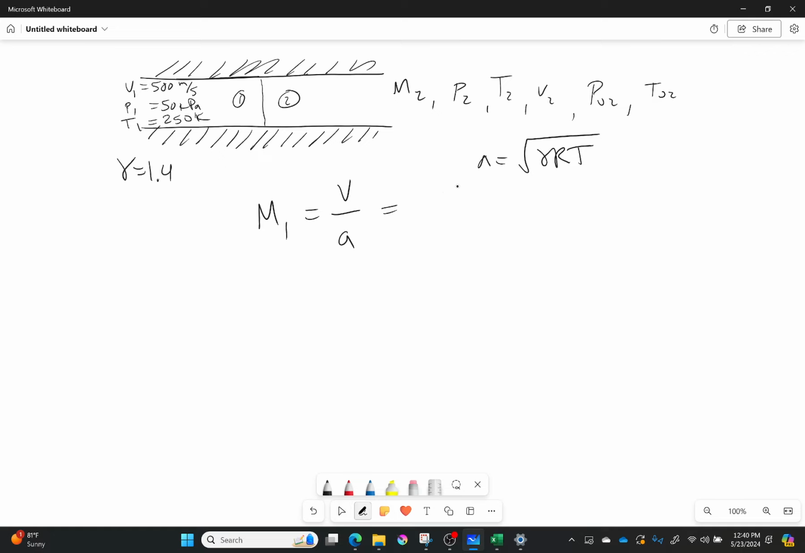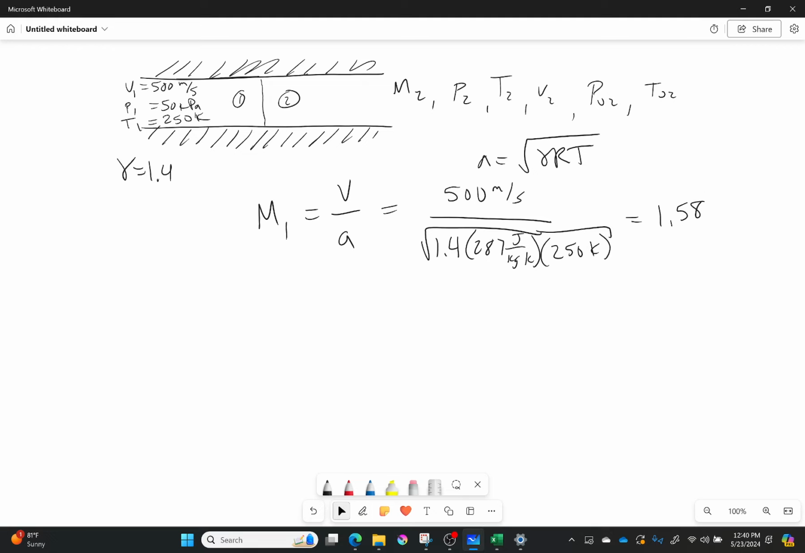So I'm going to go ahead and plug all that in. I get 500 meters per second all over the square root of 1.4 times 287 joules per kilogram Kelvin times my temperature, which is 250 Kelvin. Okay, so with that, I would get a Mach number that is 1.58. Okay, this is good. We needed to know this. This will help us out for the rest of the way.